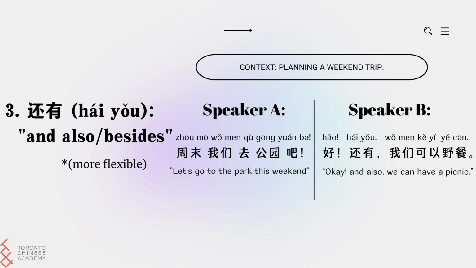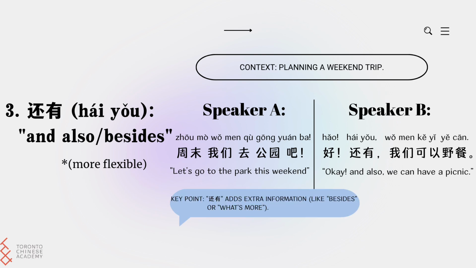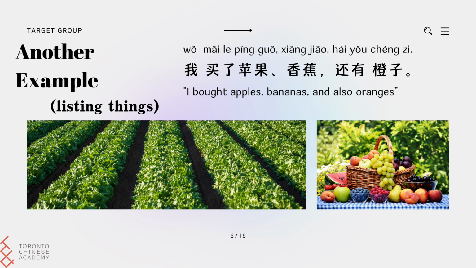Here is an example of 还有 used in the context of planning a weekend trip. Speaker A could say 周末我们去公园吧。Let's go to the park this weekend. And speaker B can respond 好，还有我们可以野餐。Okay, and also we can have a picnic. A key point here is that 还有 adds extra information, like besides or what's more. Here is another example of 还有 when you use it to list things. 我买了苹果、香蕉，还有橙子。I bought apples, bananas, and also oranges.